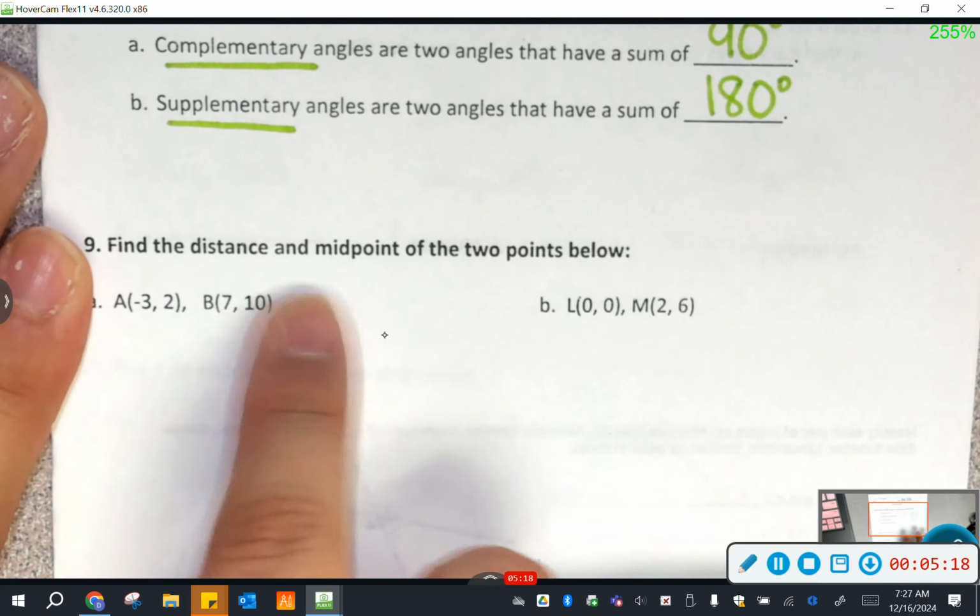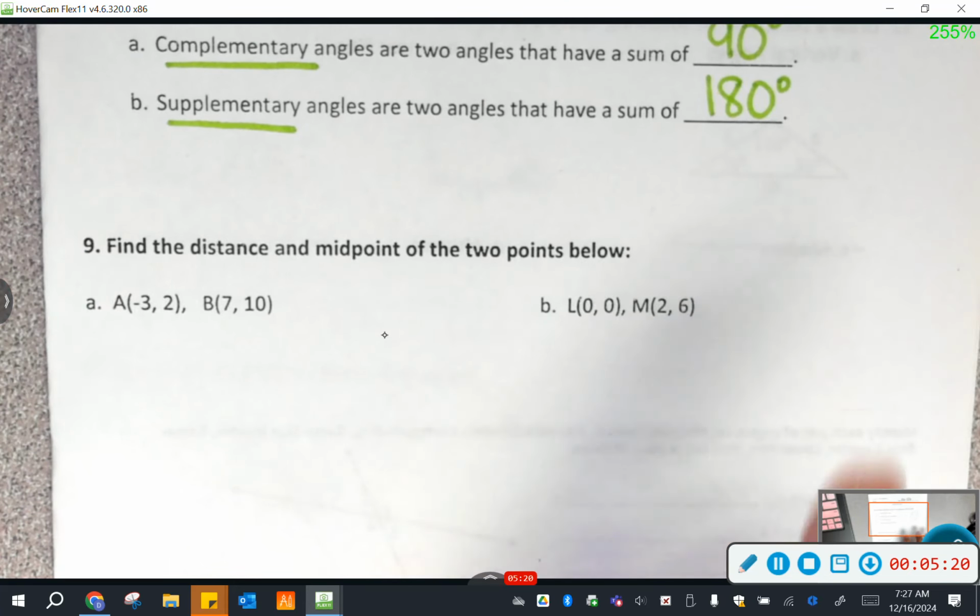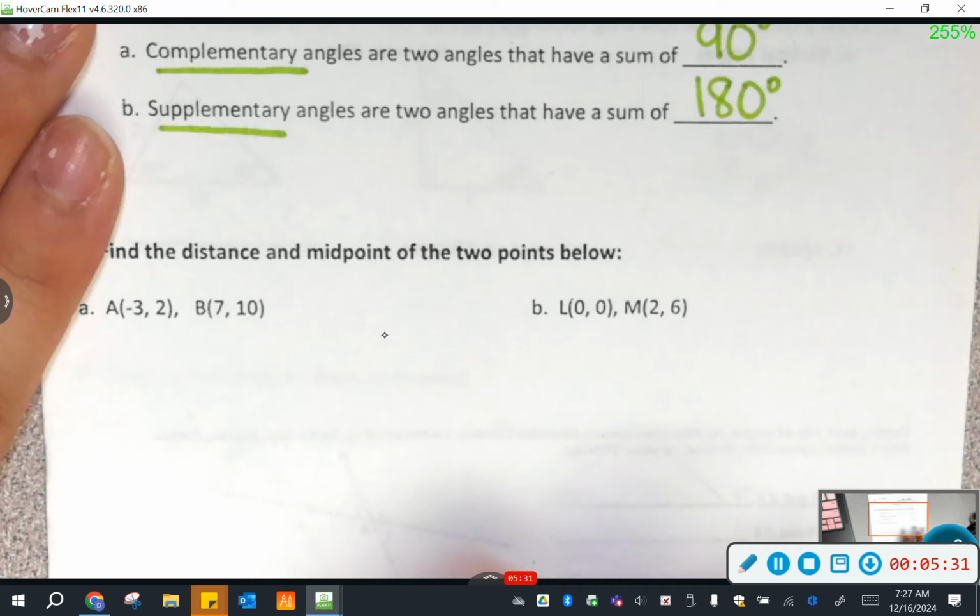This says find the distance and midpoint of the two. Y'all look around the room. By the way, Jordan, Dariel, your distance and midpoint formulas are right there on the boards. Please use them. Those are not going to be erased, so please use them tomorrow as well.